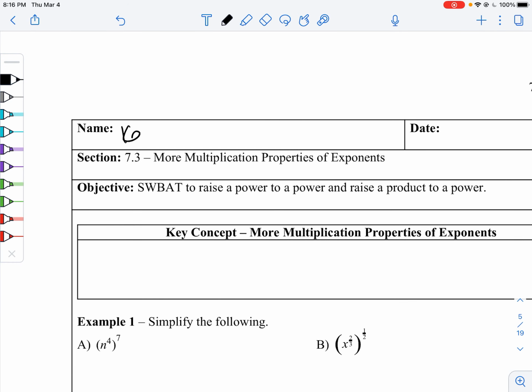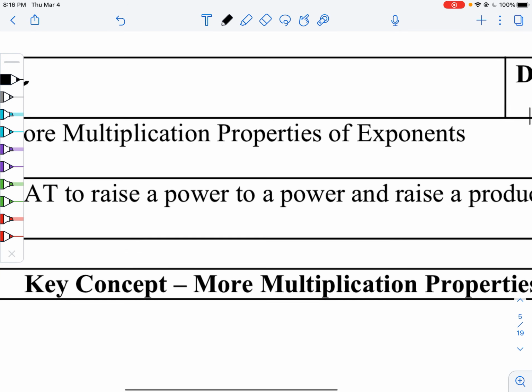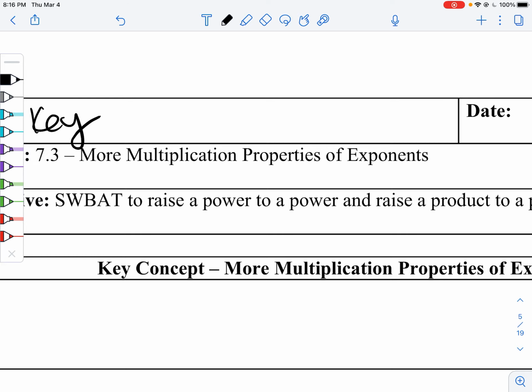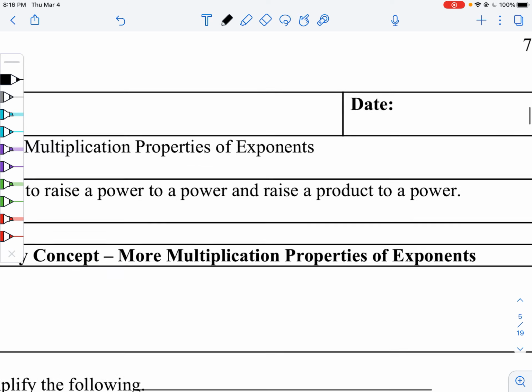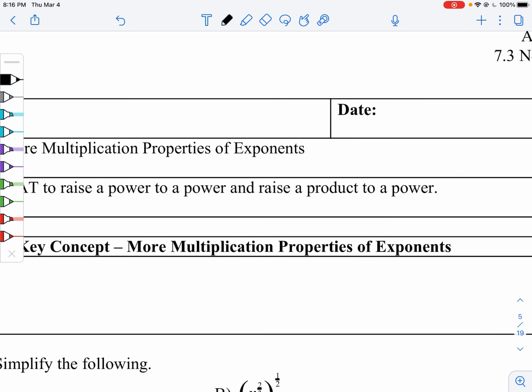Hi guys, welcome to your Chapter 7, Lesson 3 notes with more multiplication properties of exponents. By the end of the day, you'll be able to raise a power to a power. That's when you have like n to the 8th power to the bth power, like that. And to raise a product to a power. So if you have like ab to the nth power, like that.